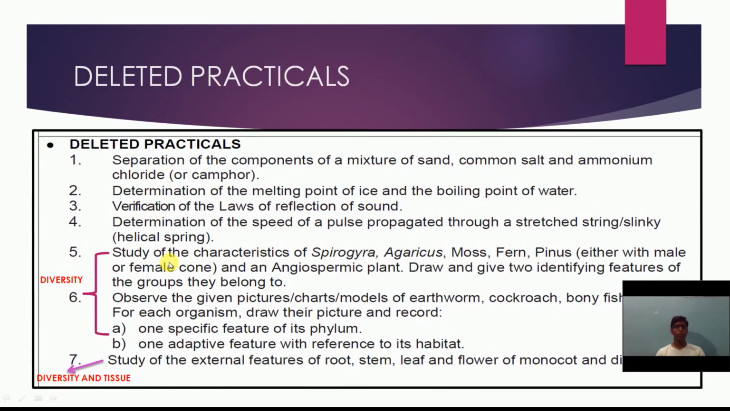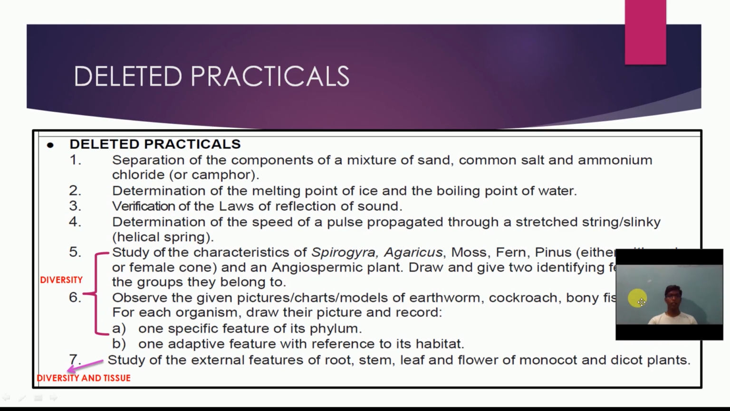Now let us discuss the next. Coming to the practicals, biology practicals, if you observe the 5th and 6th, actually these topics are from diversity. So we know that topic was already removed, and along with that the practicals have also been removed. Now coming to the 7th one, actually this topic is from diversity as well as from tissue. So, no problem. These are the topics that have been removed by the CBSE board regarding biology.